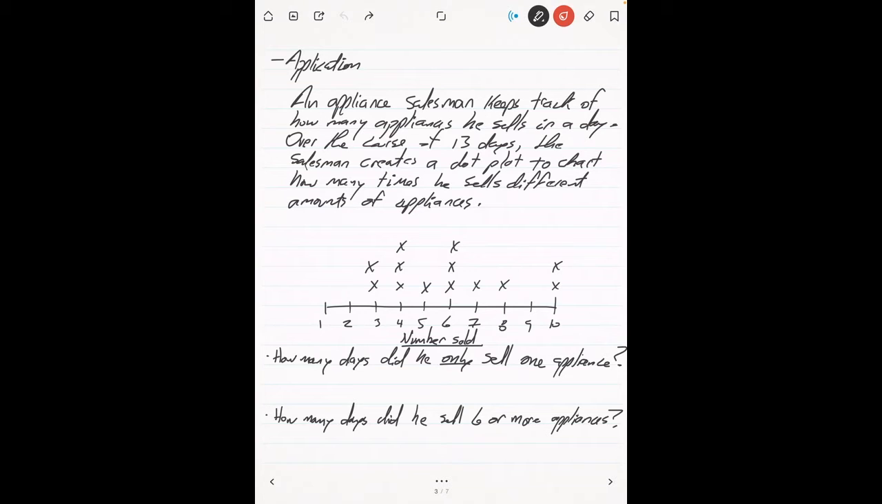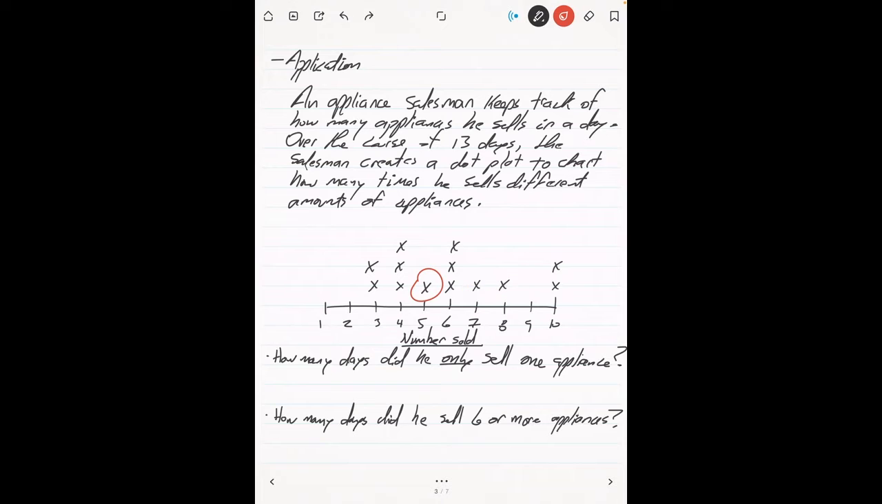All right, well, hopefully you had some time to work through this problem. The first one can be a little bit tricky because what I'm testing you on here is how you're interpreting the dot plot. How many days did he sell only one appliance? Now, a lot of times people would say, well, look here, 1, 2, 3. 3 days he sold only one appliance because there's only 3 times where one thing is occurring. But that's not really correct.